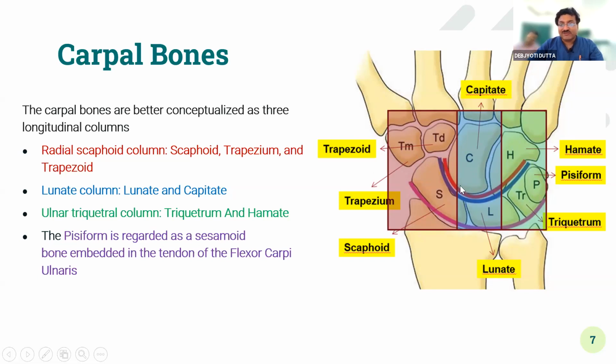Now that division is from the short axis view, but in the long axis of the hand, if we try to divide, then we will be seeing three bones together. In the lateral side, you will be able to see the scaphoid, trapezium, trapezoid, and in the medial portion, triquetrum, pisiform, and hamate, and in the center, the capitate and lunate. Pisiform is regarded as a sesamoid bone embedded in the tendon of the flexor carpi ulnaris.